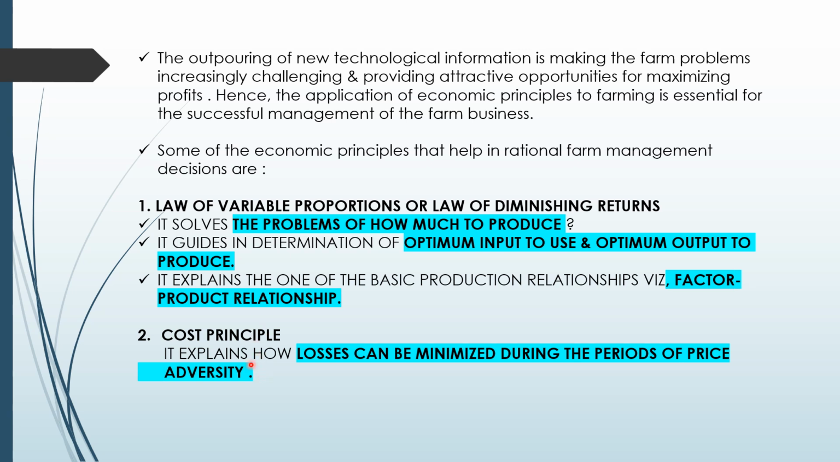And the second principle is the cost principle. The cost principle also explains how we have to minimize our losses during price adversity. If there is any price adversity, this cost principle explains whether we have to continue our production or end our production.